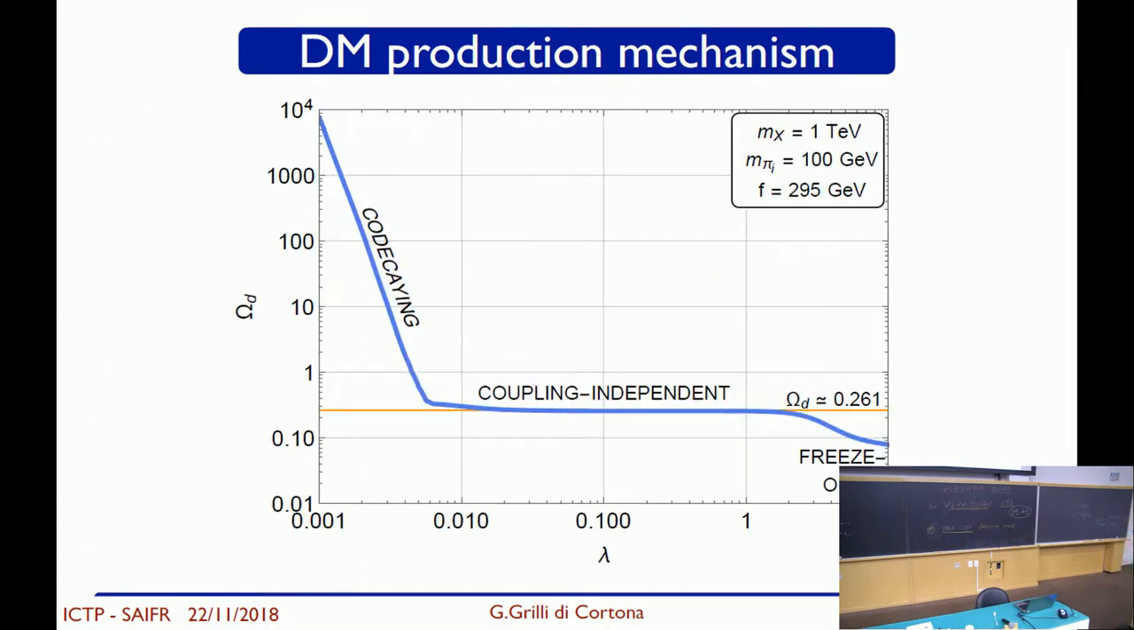Now, this one is a plot in which I show all the mechanisms in the same figure. We have the relic density with respect to the coupling lambda for a fixed model, fixing all the parameters. And we have, from left to right, at small coupling, the co-decaying dark matter regime. We have the coupling-independent regime that goes for a couple of orders of magnitude in lambda. And then we have freeze-out.